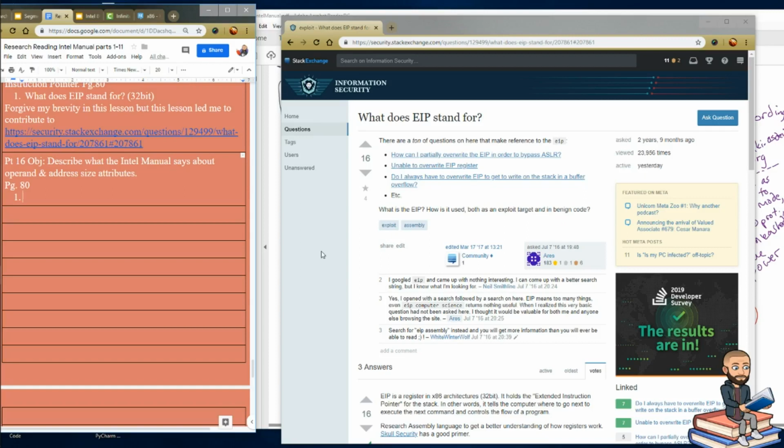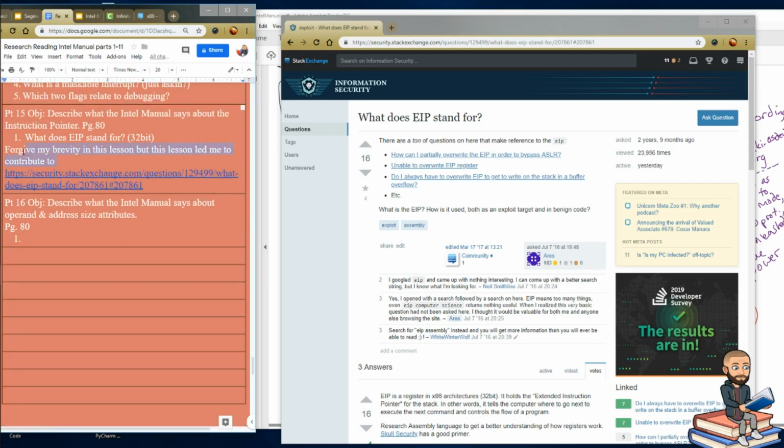The objective today is to describe what the Intel manual says about operand and address size attributes. So we're still on page 80 here. And before I really get into the reading, let me just say, sorry for being so short in the previous video about the instruction pointer. I mean, this is an interesting register, but I plan on getting into the details a little bit later.